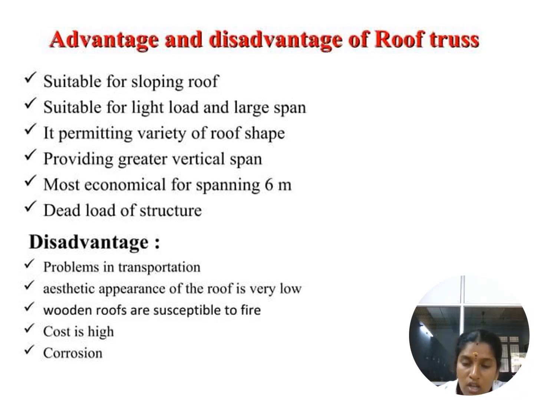As we know, if we are having any advantage, there are also some disadvantages. It's suitable for sloping roof. Mainly it is applicable only for the sloping roof, and suitable for light load and large span. It permits a variety of roof shapes and provides greater vertical spans, most economical for a span of 6 meter. We have different criteria, different types of roof trusses are available, but at 6 meter we can get the economical section, dead load of the structure. So these are all the main advantages.